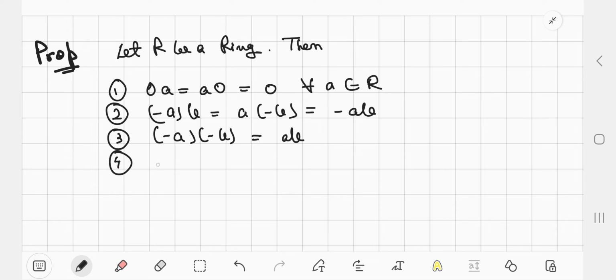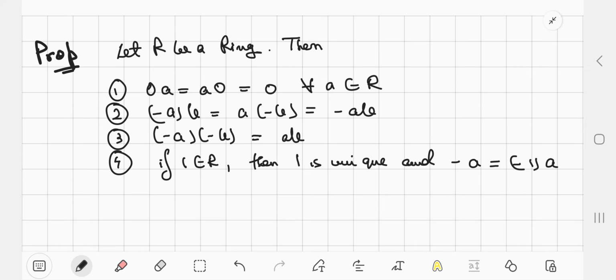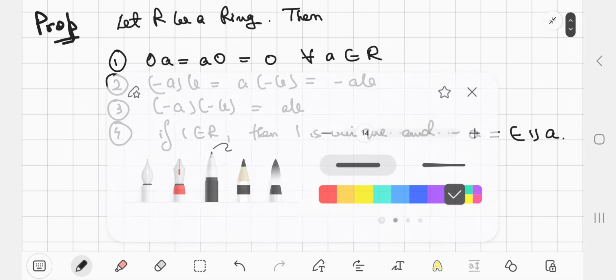And number four is that if I consider the element 1 in R, then 1 is unique and minus a is the same as minus 1 times a. Okay, so let's go to a proof of this.